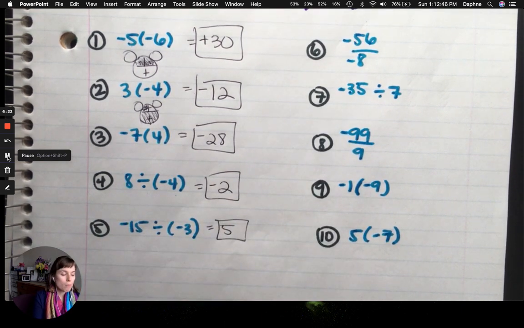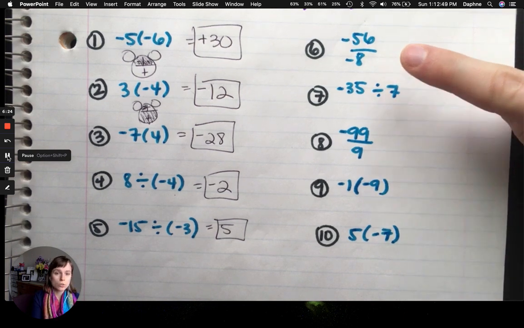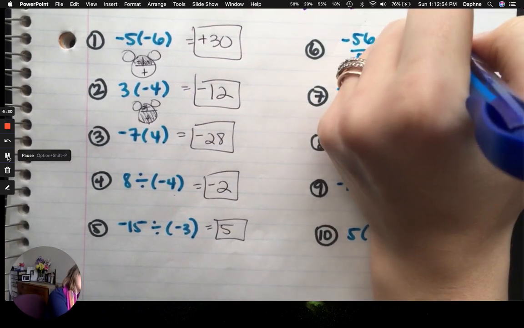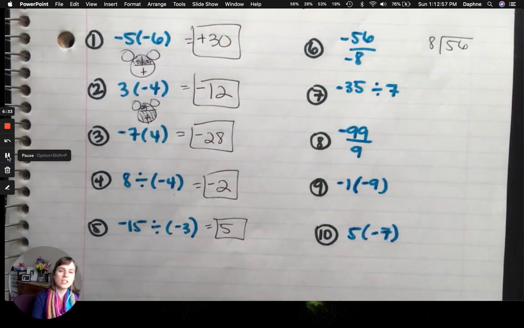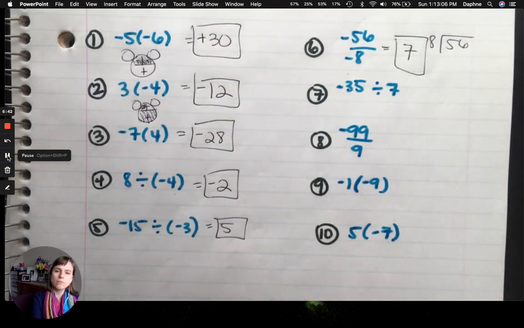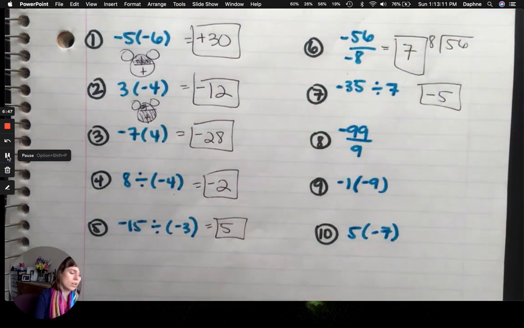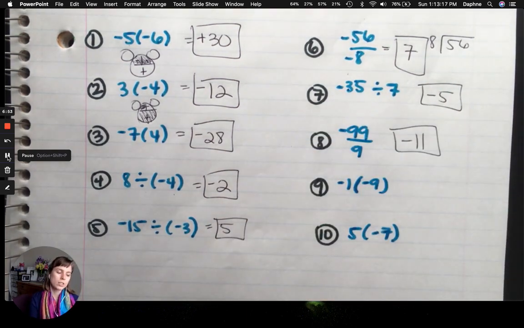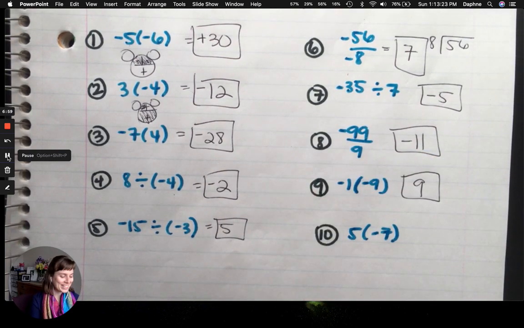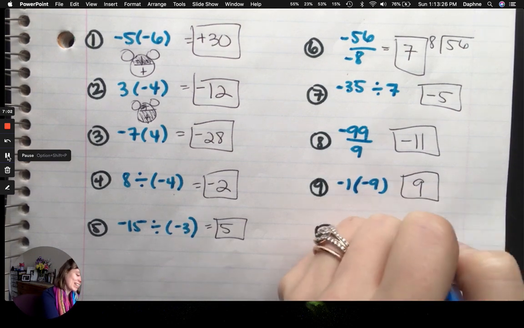Pause here for 6. Remember, fractions mean division. So 6 and 8, you're both dividing. So what's negative 56 divided by 8? If you wanted to do that long division style, it would be 56 divided by 8, like that. The answer should be 7, and because of the same sign, it is a positive 7. Pause here for number 7. It should be a negative 5. Pause here for 8. Should be a negative 11. Pause here for 9. Should be a positive 9, which is a fun coincidence. And then number 10 should be a negative 35.